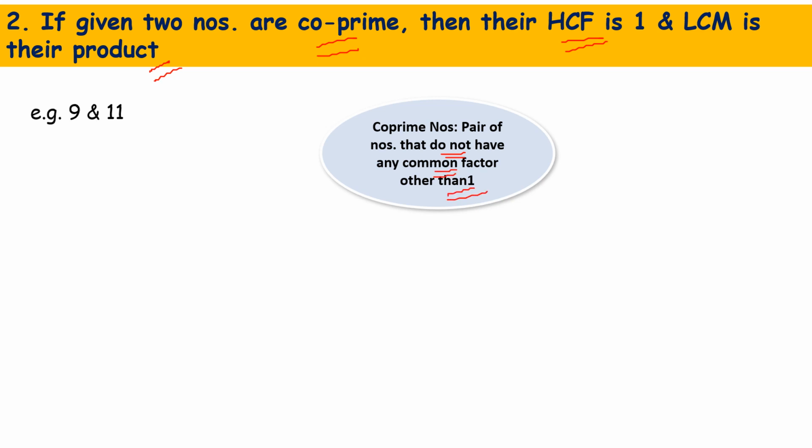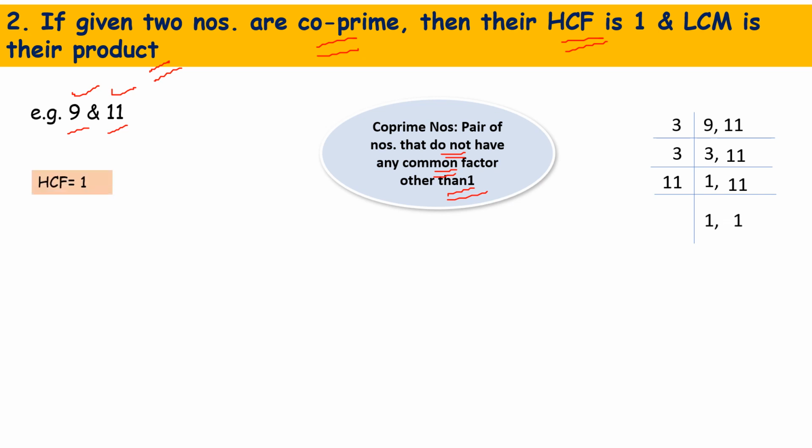So let's see an example, 9 and 11. These are co-prime numbers where the common factor will only be 1. So 9 and 11: 3 times 3, and 11 down as it is, then 3 times 1 and 11 down as it is, and 11 times 1. So here the HCF is what?